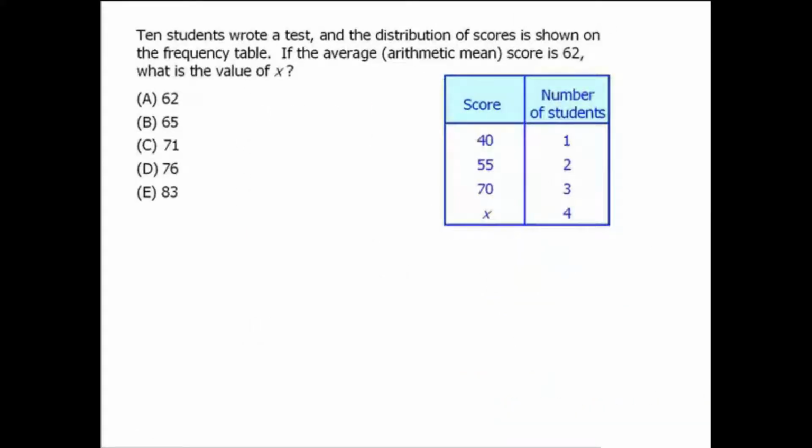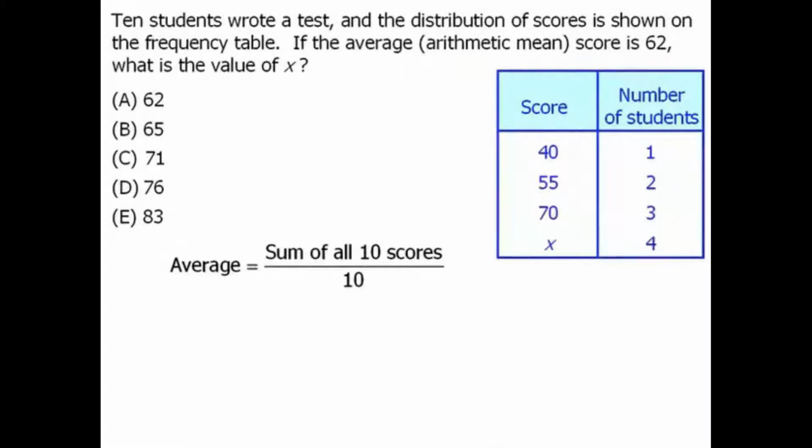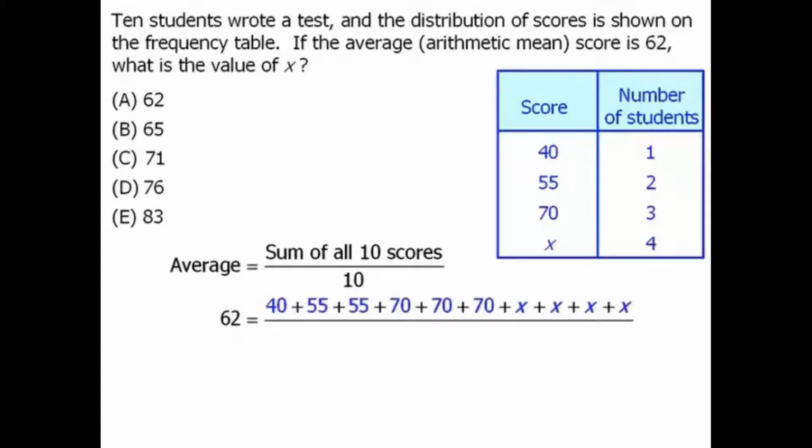To find the average of all 10 test scores, we must find the sum of all 10 test scores and divide this by 10. We're told that the average of our scores is 62. To find the sum of all 10 scores, we need to add 140 plus 2 55s plus 3 70s plus 4 x's. And we'll divide this by 10.